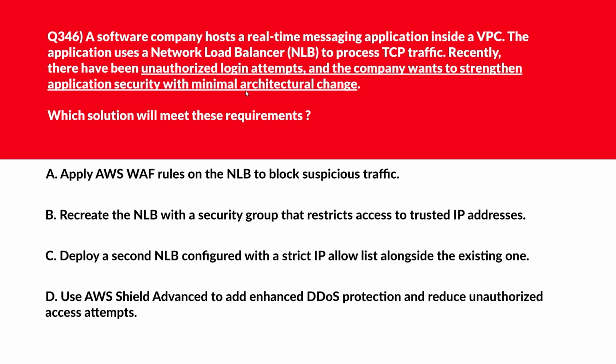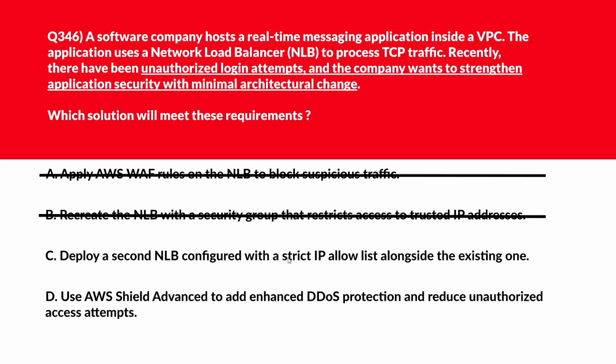We have found that there have been unauthorized login attempts and the company wants to strengthen application security with minimal architecture change. Option A, AWS Web Application Firewall cannot be applied on the network load balancer. So this option is invalid. Option B, NLB doesn't support security groups.